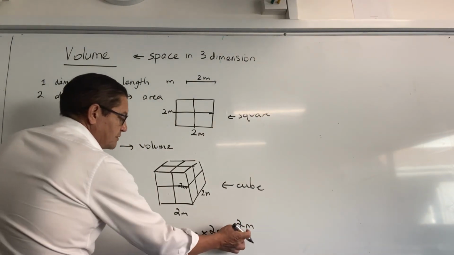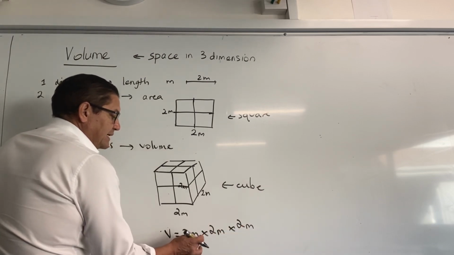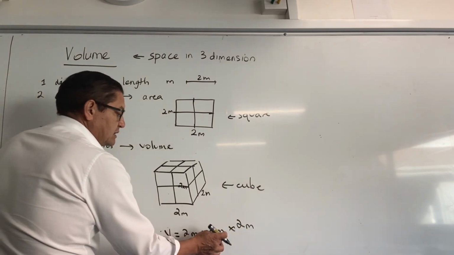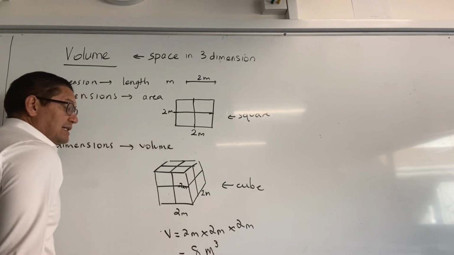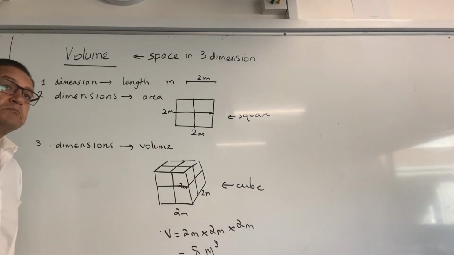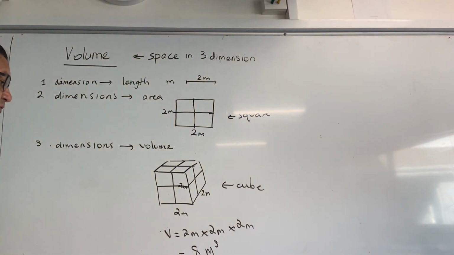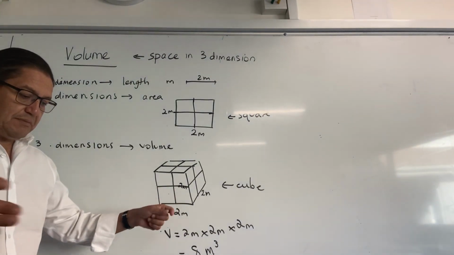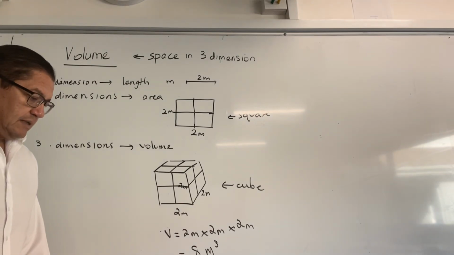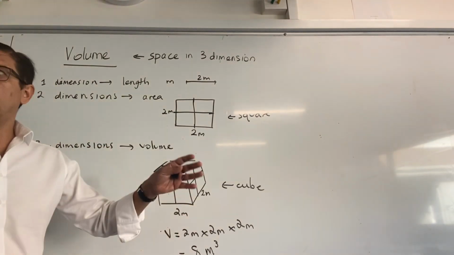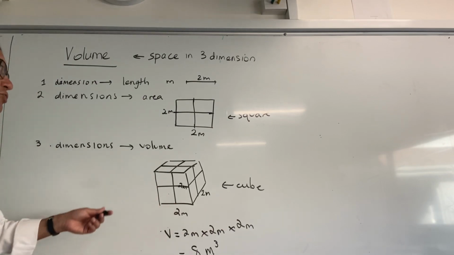2 times 2 times 2 is 8. Meter times meter times meter is meters cubed. And that's why it's called meter cubed. Because if you imagine the length of a meter, imagine a cube, like a box you've got something in. How many of those would fill in, like say, this room here?